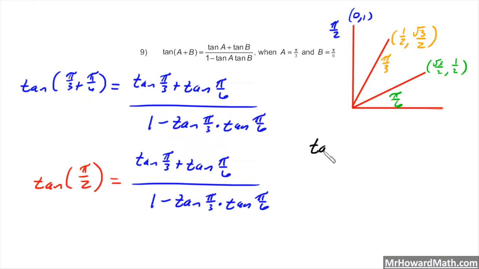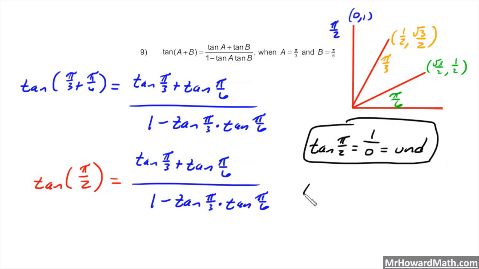So tangent pi over 2 is going to be equal to the y-coordinate divided by the x-coordinate at pi over 2 radians. So the y-coordinate is 1 divided by the x-coordinate is 0, so that would be undefined. So we're going to need that value. And then tangent of pi over 3 is the y-coordinate divided by the x-coordinate, so square root of 3 over 2 divided by 1/2. Well, if you flip and multiply, you get square root of 3 over 2 times 2 over 1. 2's cancel. You're left with square root of 3 over 1, or just square root of 3.